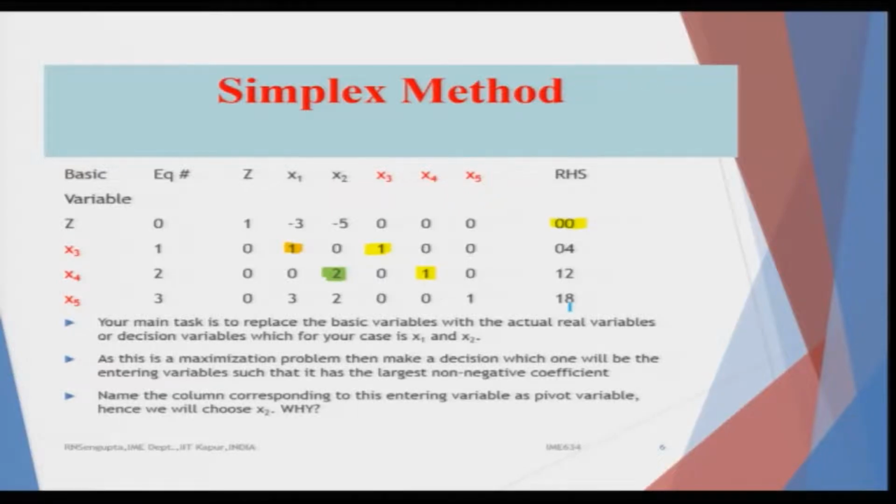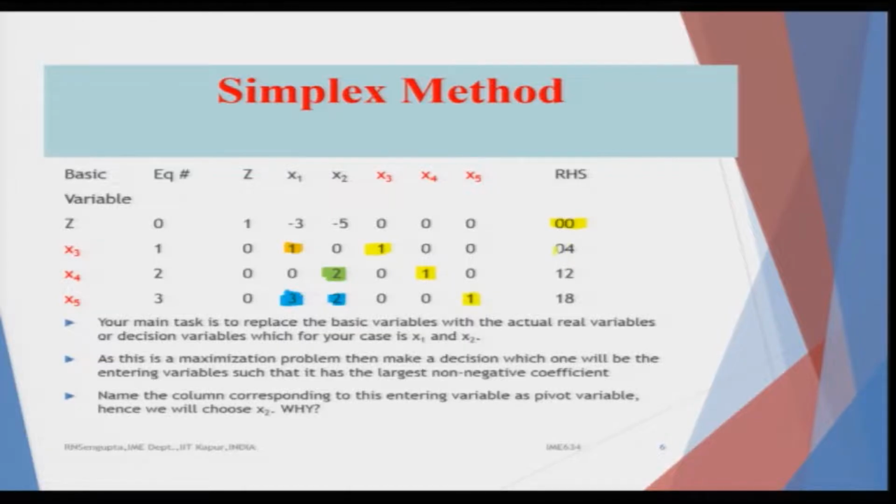Now, what is there on the right hand side? 18, and why is it 18? Because if you put x1 as 0, x2 as 0, everything x1, x2, x3, x4 vanishes. So, the slack value x5 is 18. So, let us mark these values, and also I will use a color scheme for this.